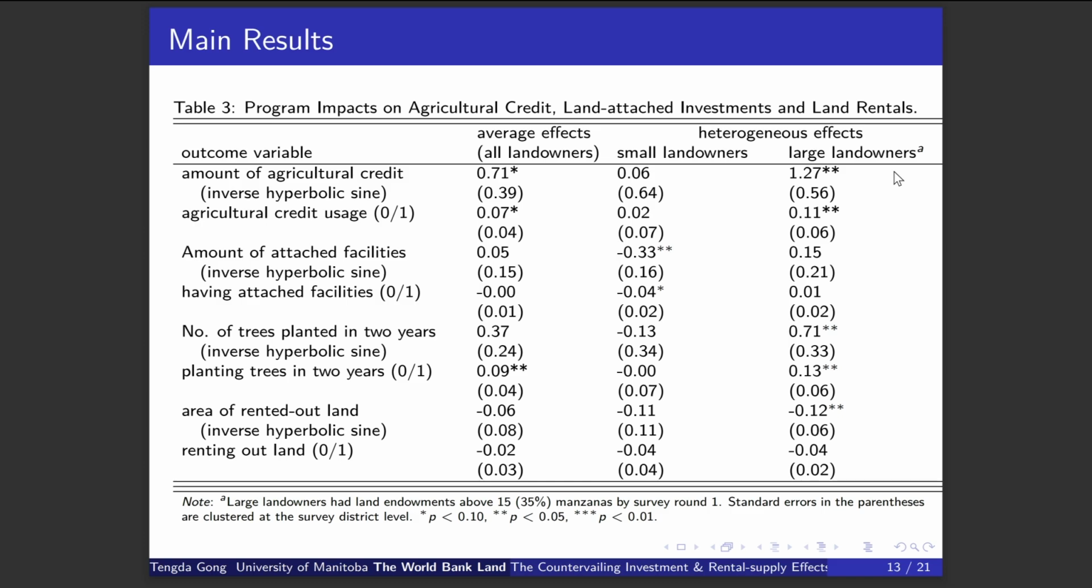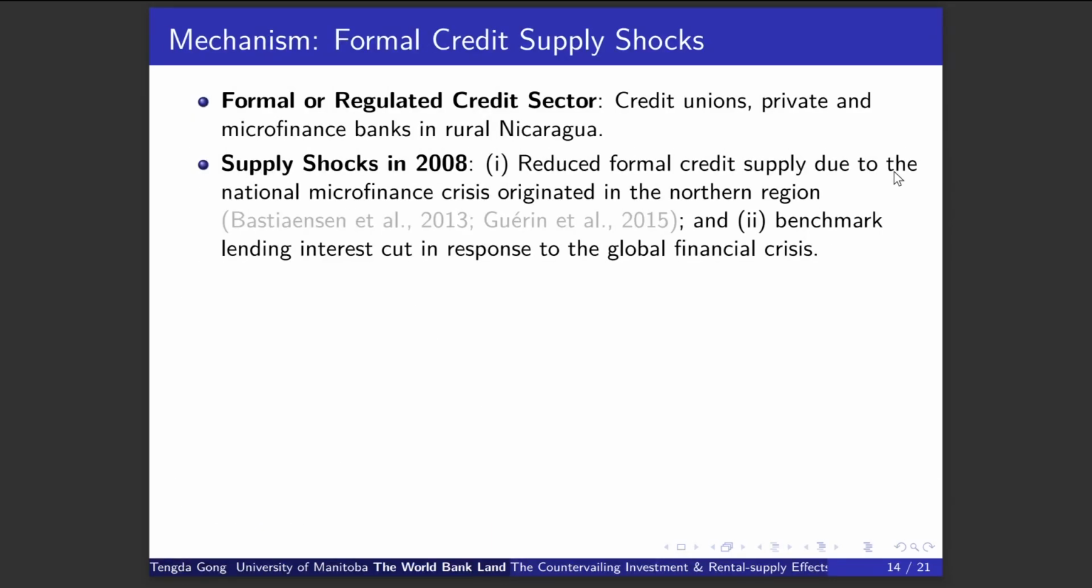Now the question is, can we test the mechanisms, right? So I used the formal credit supply shocks that happened in Nicaragua in 2008. There are two channels, two shocks. One is the reduced formal credit supply due to the national microfinance crisis, which originally came from the northern area and then penetrated into the area of interest here in 2009. So it is mostly exogenous to the area we are interested in, but because of the branches, they affect the area. The second part is the benchmark lending rate cut because of the global financial crisis.